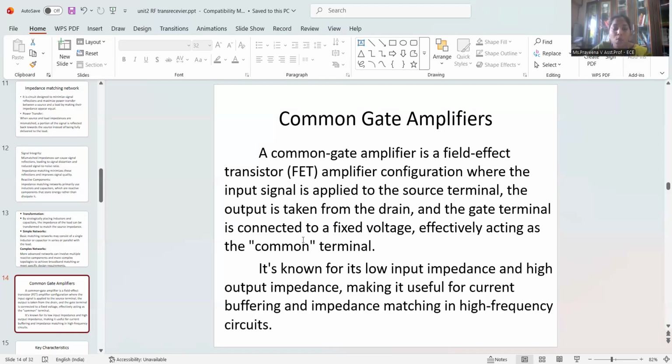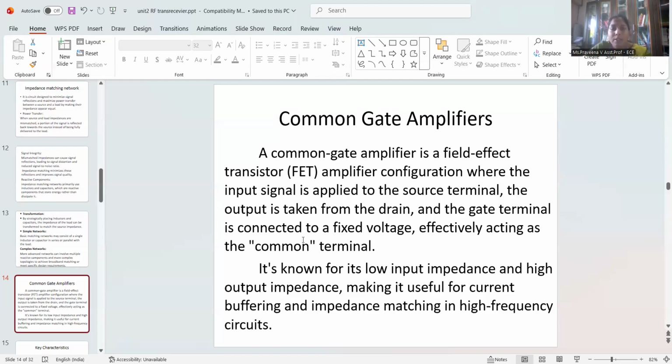Okay. Why low input impedance? Since I have already said that the input will be given at the source terminal, right? So, for example, a real-time example is the LNA. We have learned about LNA, right? So LNA is nothing but low noise amplifier. In mobile phones, in the RF receiver, the common gate stages are often used as the input because the antenna and transmission line typically have a low impedance. So the common gate amplifier provides good impedance matching and low noise operation.